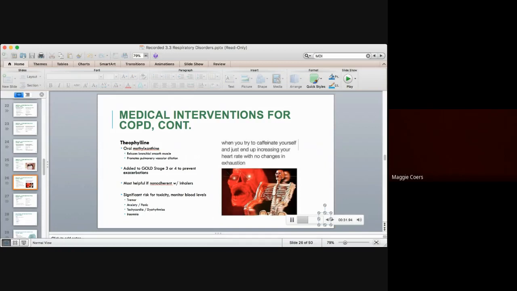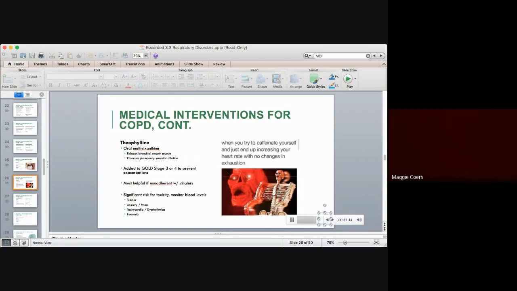We only really use it if the patient isn't adhering to their inhaler. Maybe the inhalers are too expensive, or they can't use them correctly, even after we educate them, and they don't have a nebulizer or a spacer, or they can't use those. Then we provide prescribed theophylline, okay, for the older adult.